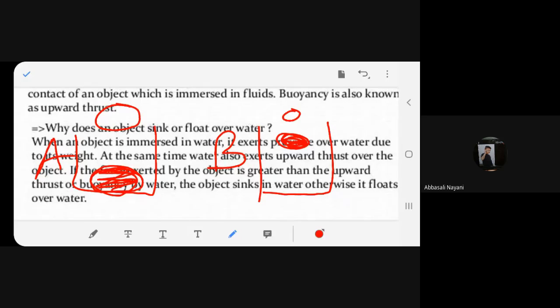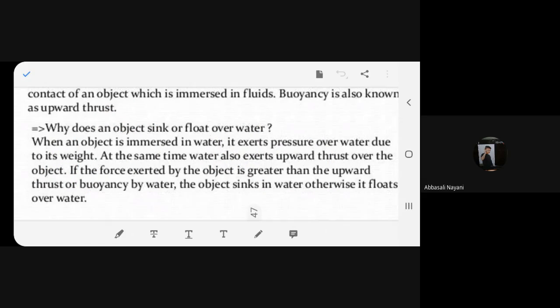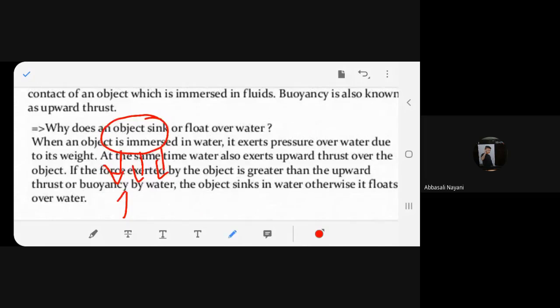Because the stone has got weight. You agree? All of you agree? The stone has got weight of its own. Yes or no? Yes, right? So due to its weight, the force applied to the water is more than the upward force, and hence it sinks. So it sinks.